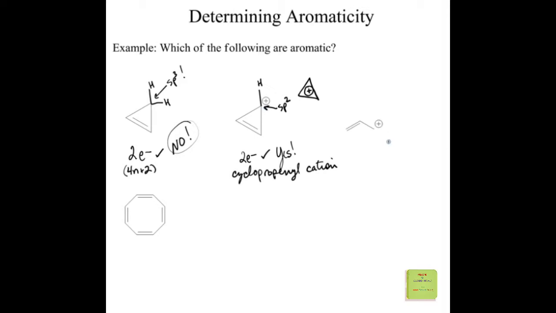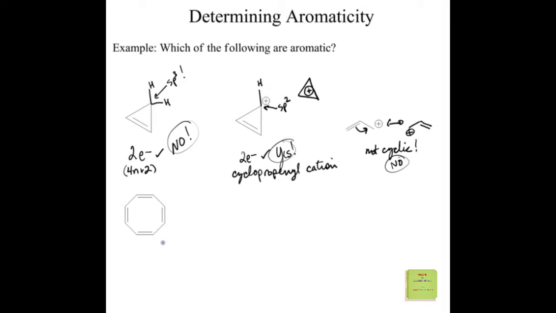How about this next one? It's planar. We have p orbitals. We have 2 electrons. Everything's good. Well, what's the problem? It's not cyclic. So no, it is not aromatic. It's resonance stabilized. It's the allyl carbocation. It's a very stable carbocation, a good carbocation, but it doesn't have that extra special resonance stabilization that we define as being aromatic. So you have to have those atoms all in a ring in order to be an aromatic molecule.